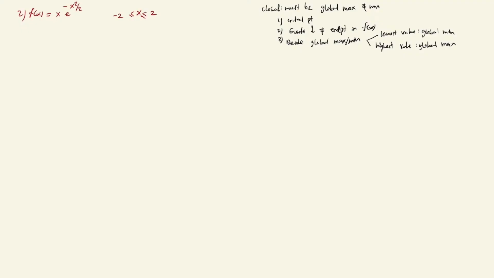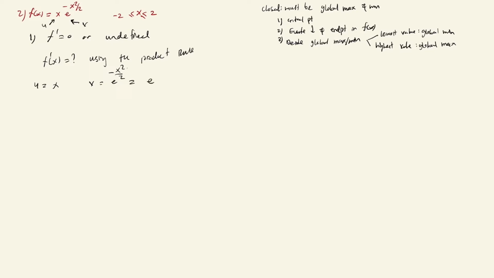Now, for part 2, we are given the function x e to the minus x squared over 2, and the interval is minus 2 to 2. First, we will find the critical points. It's where the first derivative is 0 or undefined. Notice here, to take the derivative, we're going to use the product rule. Since this is 2 multiplied functions, I'm going to assign x to u and v to e to the minus x squared over 2.